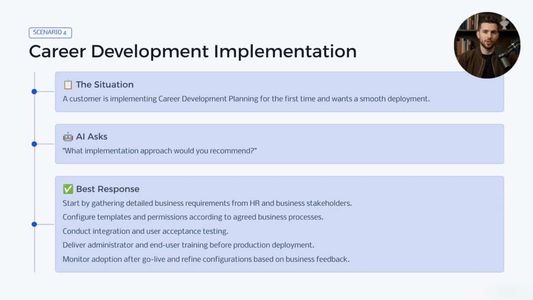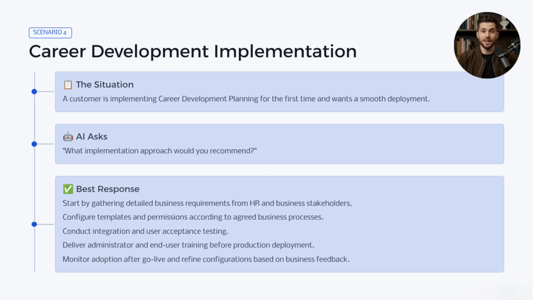Scenario 4. Career development implementation. A customer is implementing career development planning for the first time and wants a smooth deployment. Question: what implementation approach would you recommend? Answer: start by gathering detailed business requirements from HR and business stakeholders. Configure templates and permissions according to agreed business processes.